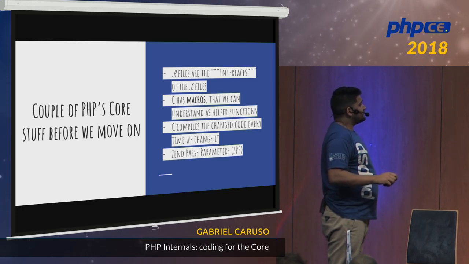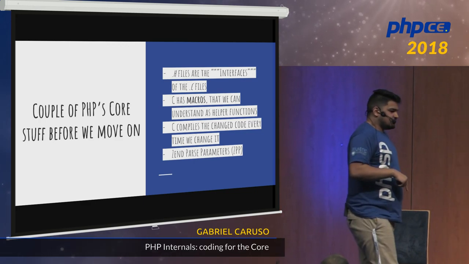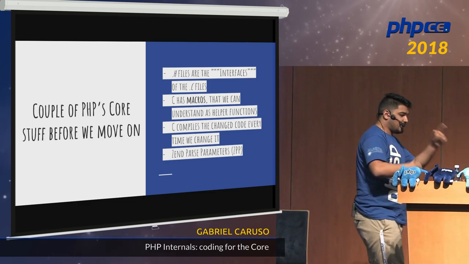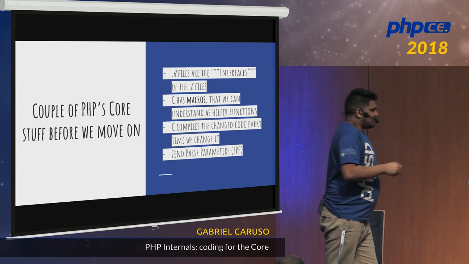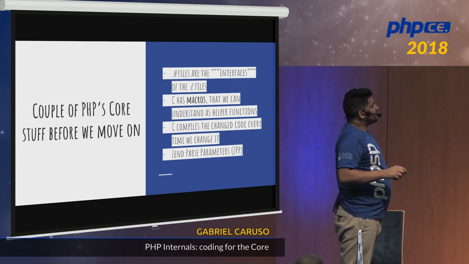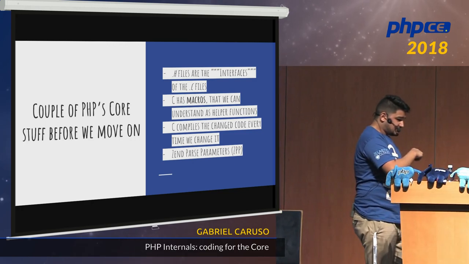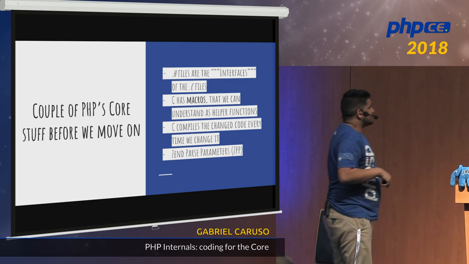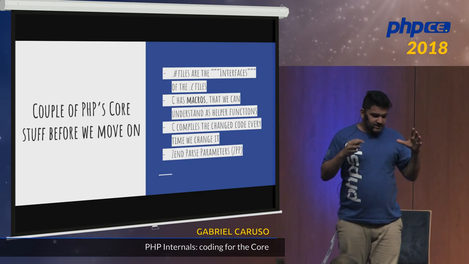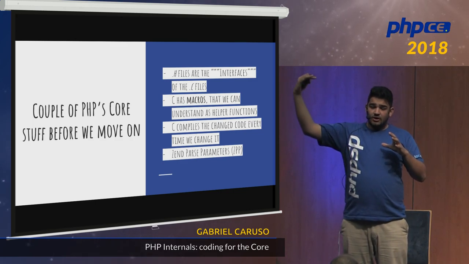This is actually helpful. C compiles the changed code every time we change it. So if you change the code, you need to compile again so you can see the effect of the change. And PHP has something called zend_parse_parameters. I need to show you this right now so you can understand. Actually, I'm going to show you later.